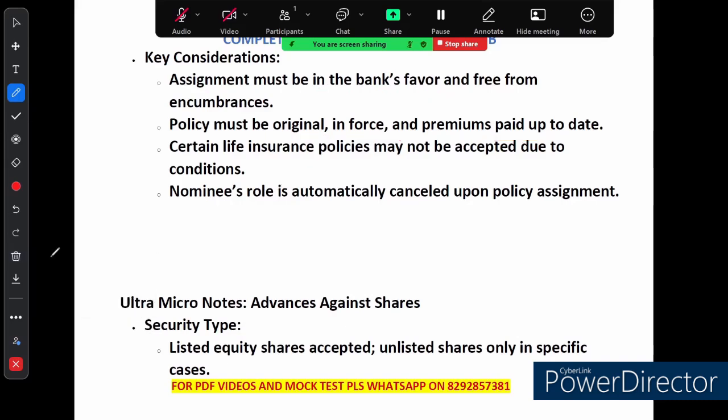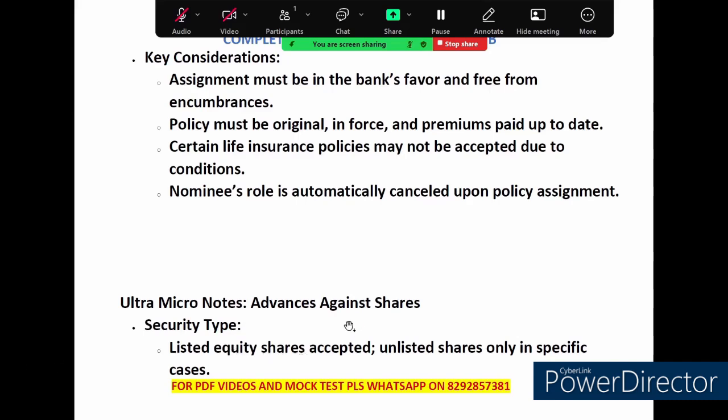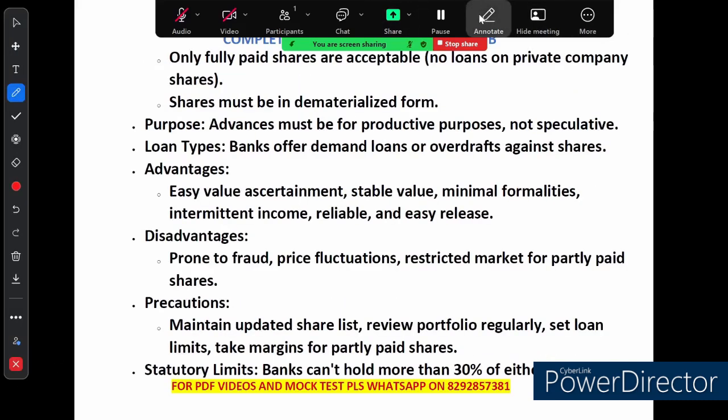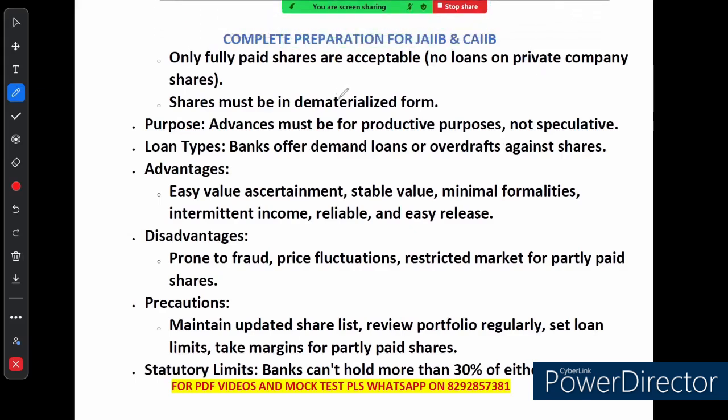Advance against shares: banks offer loans using shares as security, but there are some rules. The first rule is that only listed equity shares are acceptable. Unlisted shares are rarely allowed. Some shares are listed on the stock exchange; only those are applicable. Shares must be fully paid and in dematerialized form. The loan must be for a productive purpose, not speculative.